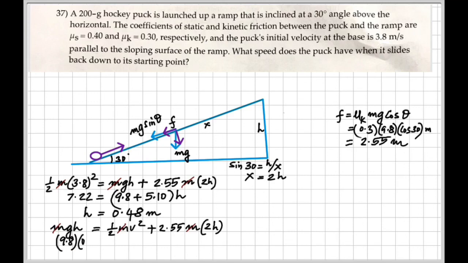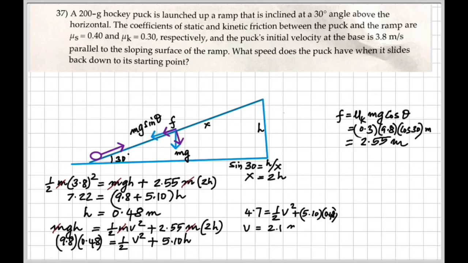So you have 9.8 times h, because we already have h from here, is equal to 1/2 times the unknown velocity squared plus 5.10 h. Plug in the value of h here. 9.8 times 0.48 is 4.7. Okay, now I'm plugging in the value of h and then solve for velocity. When you solve it, you will get 2.1 meters per second, and that's how you do this problem.